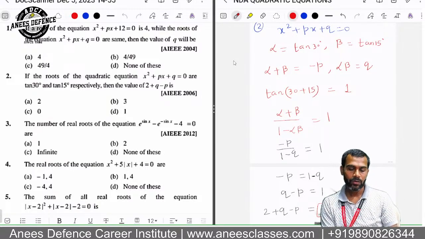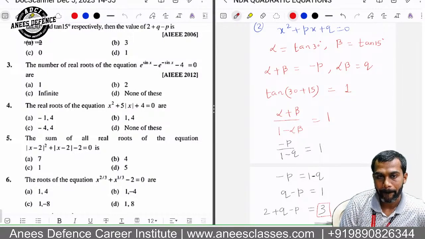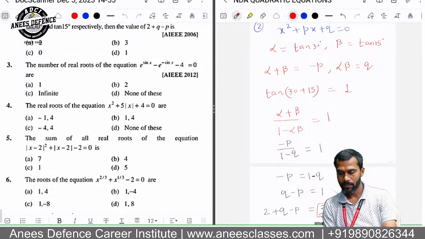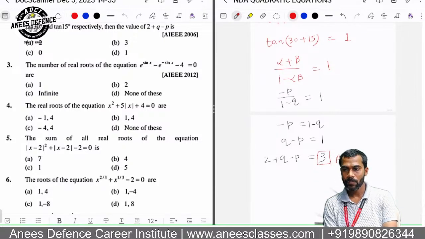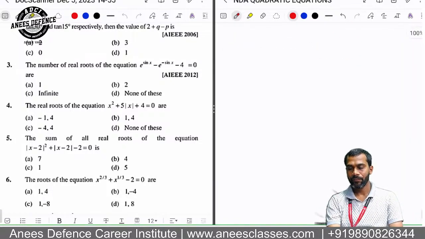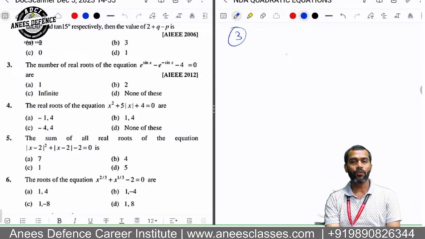I hope it is clear. Done. Please try question number 3. The number of real roots of the equation.